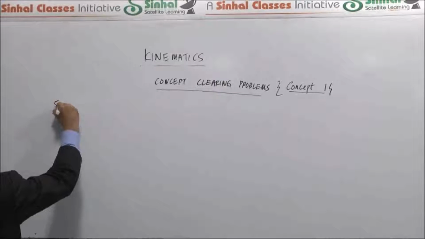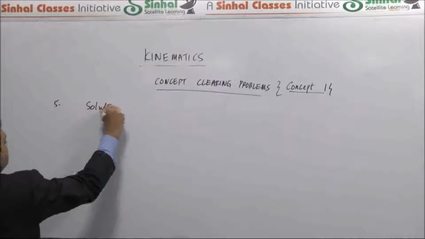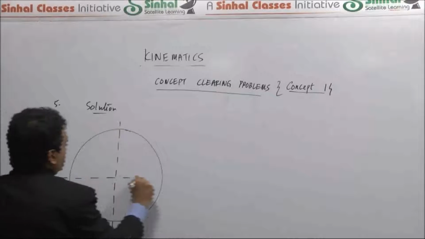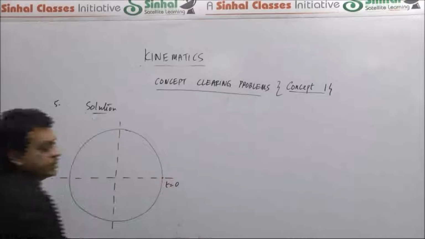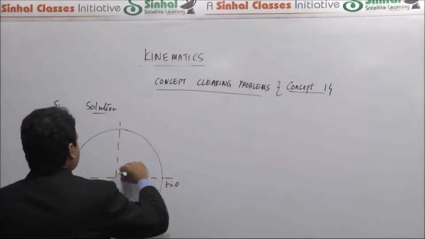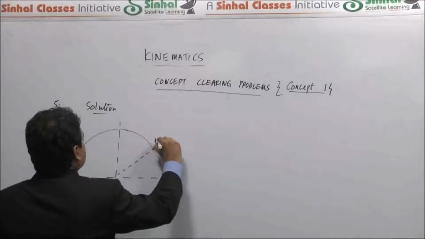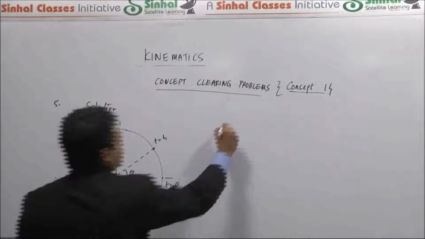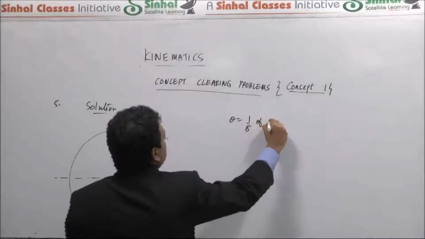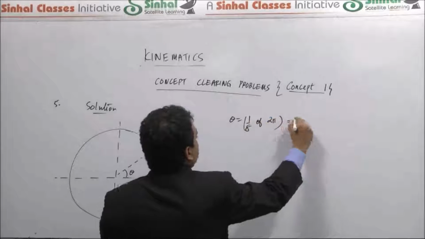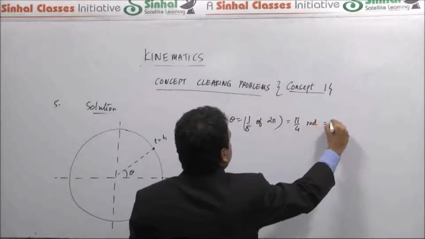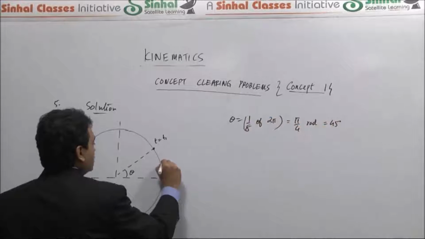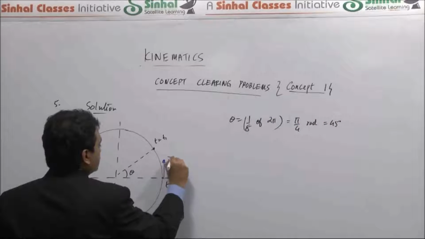Looking at the solution of the problem, see, this is the circular path. Now the particle is somewhere here, let's say at t equal to 0, and it's somewhere here at t equal to t1, and this angle is 1/8 of a full circle, or it is pi by 4 radians, 45 degrees. So the velocity of the particle at this point of time would be this.